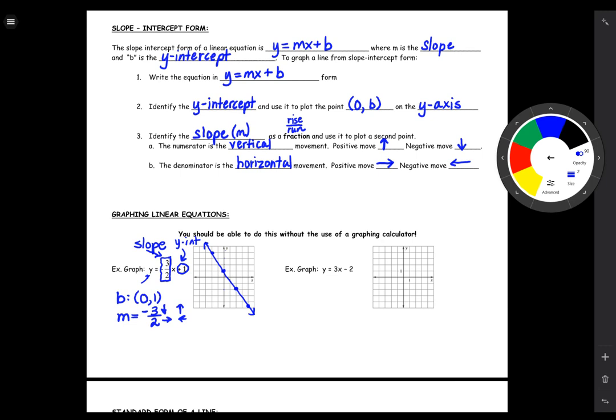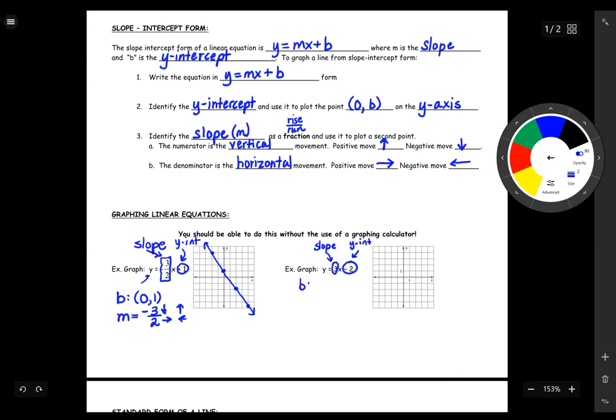Second example, so if we look at this one, the slope m is 3 and negative 2 is our y-intercept. So y-intercept, slope.